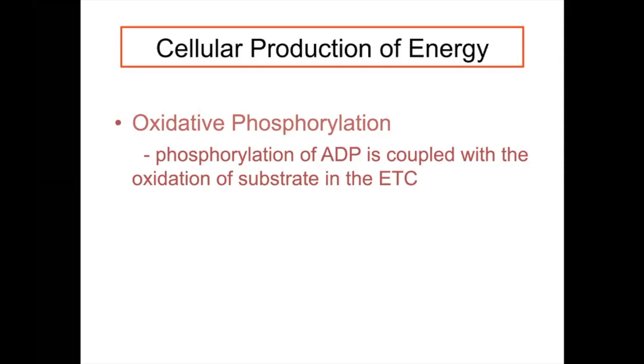Now, this is always asked in exams. Where is the site of oxidative phosphorylation? In what organelle? In what cellular organelle? Where does oxidative phosphorylation occur? It occurs in the inner mitochondrial membrane.